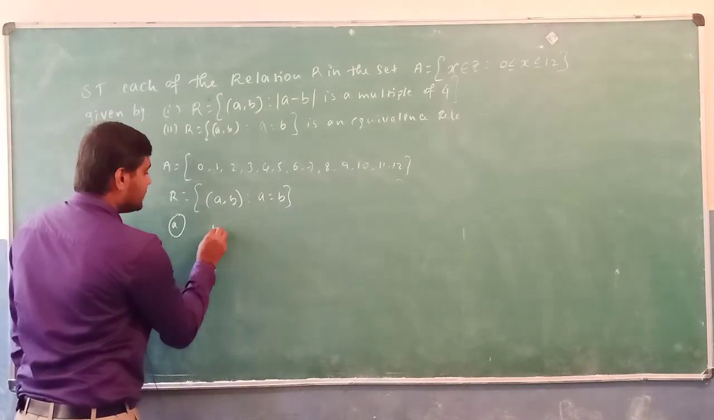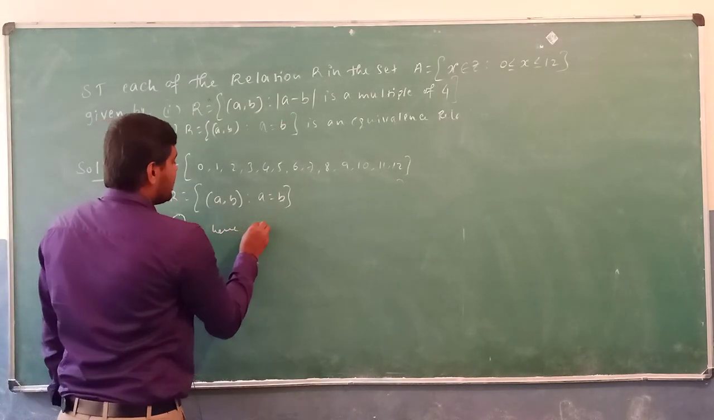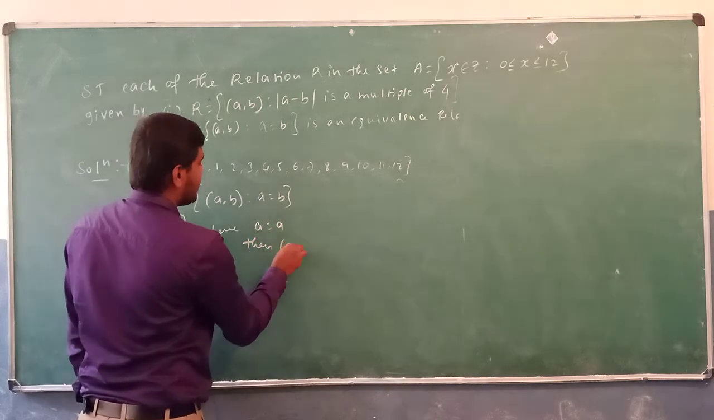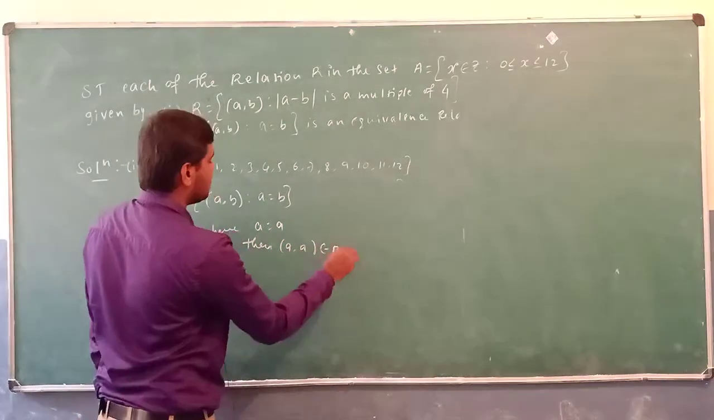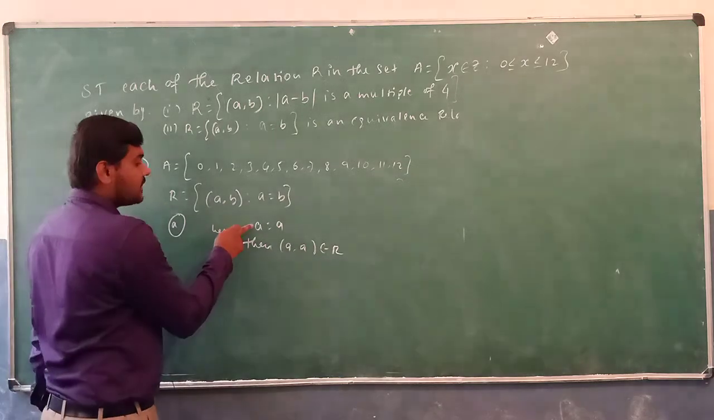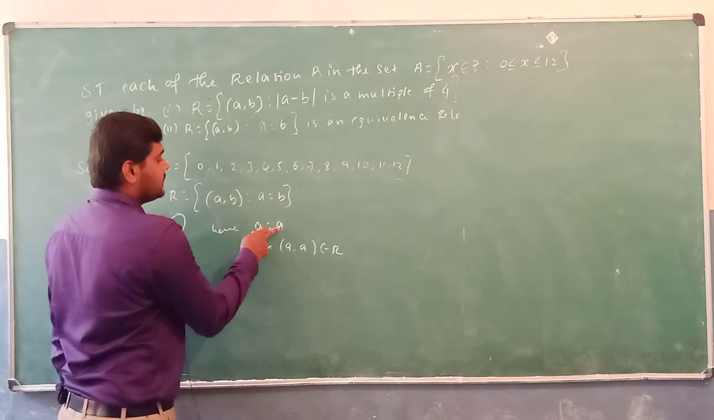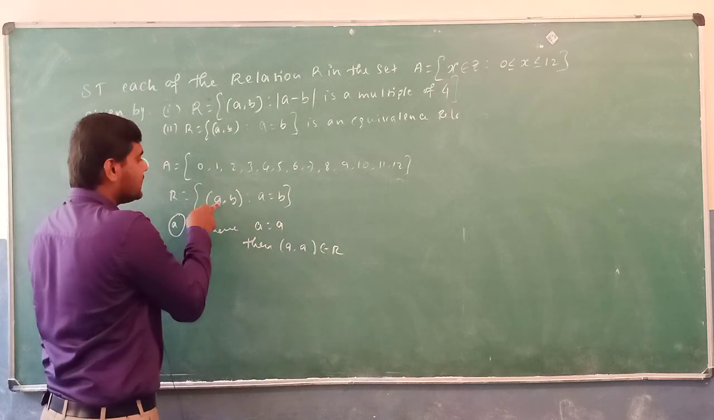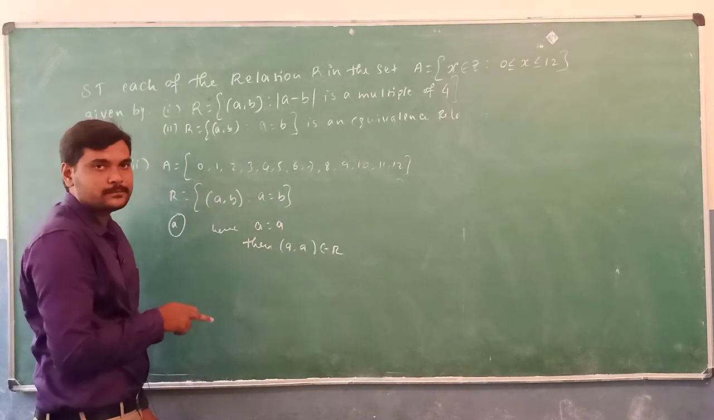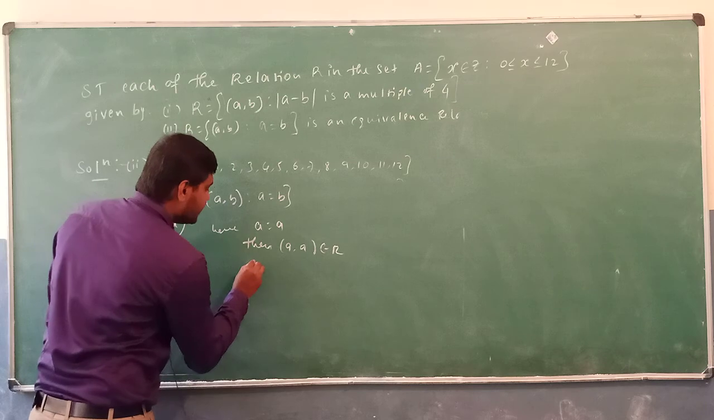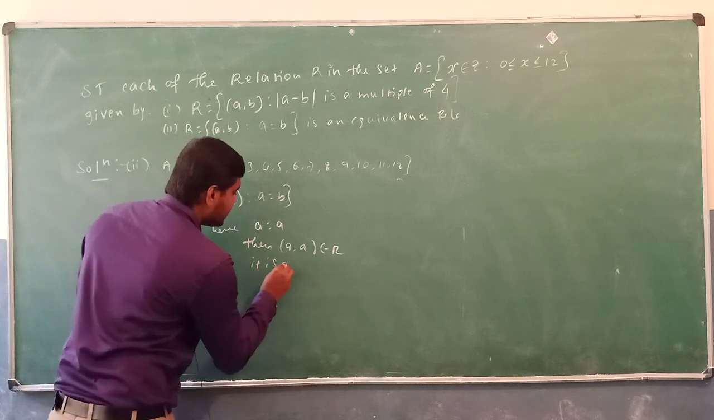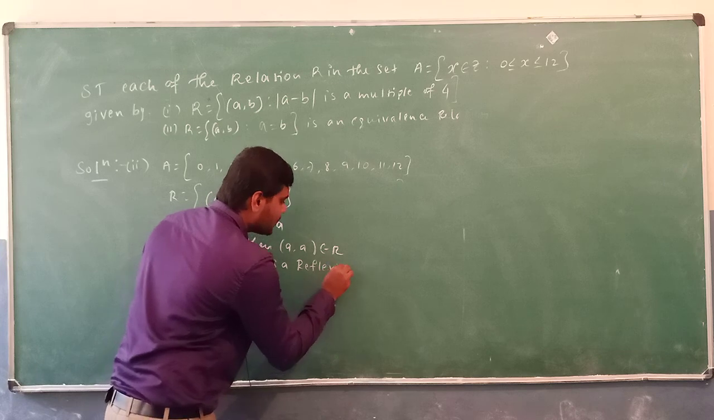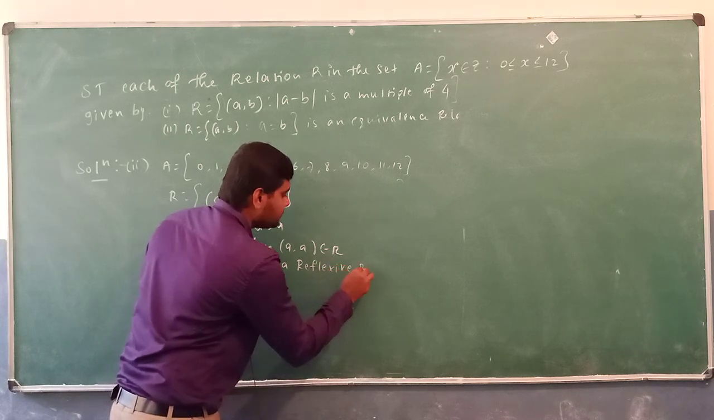Then here a is equal to a, then a comma a belongs to R. Here a is equal to a. Suppose I am taking 3 is equal to 3. So this relation is being followed. If we pay attention here, 3 is also a member of R. So what can we say? It is a reflexive relation. If you understand, these concepts are very simple.